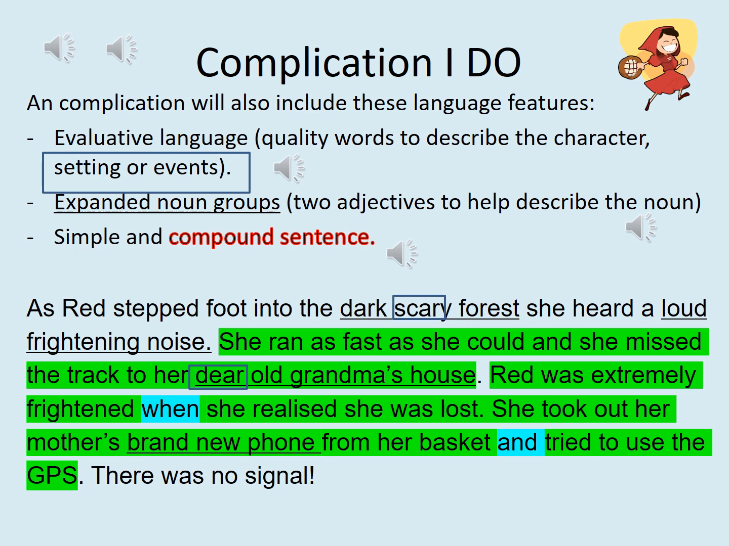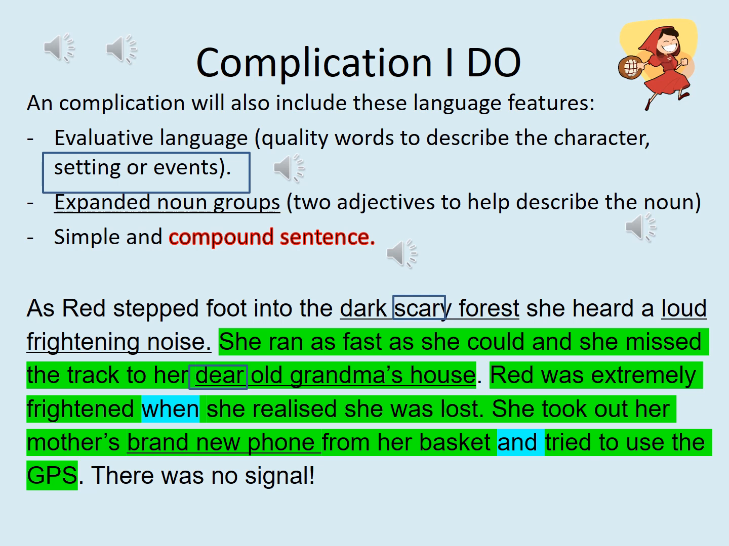The other two sentences in my story are compound sentences. So let's look at the first one. She ran as fast as she could, and she missed the track to dear old grandma's house. What conjunction have they used there? Pause and have a look. Okay, did you find it? It is and. So I've joined my two simple sentences together with and. Now remember, we can only use and once in a sentence.